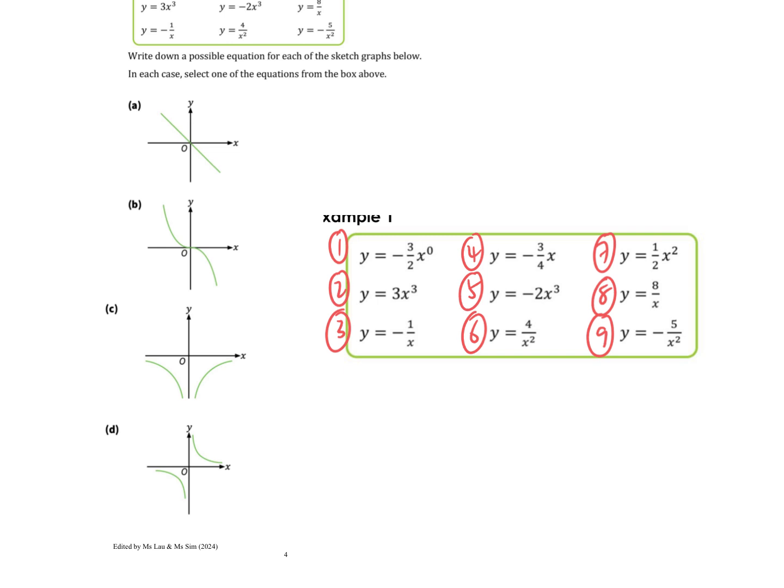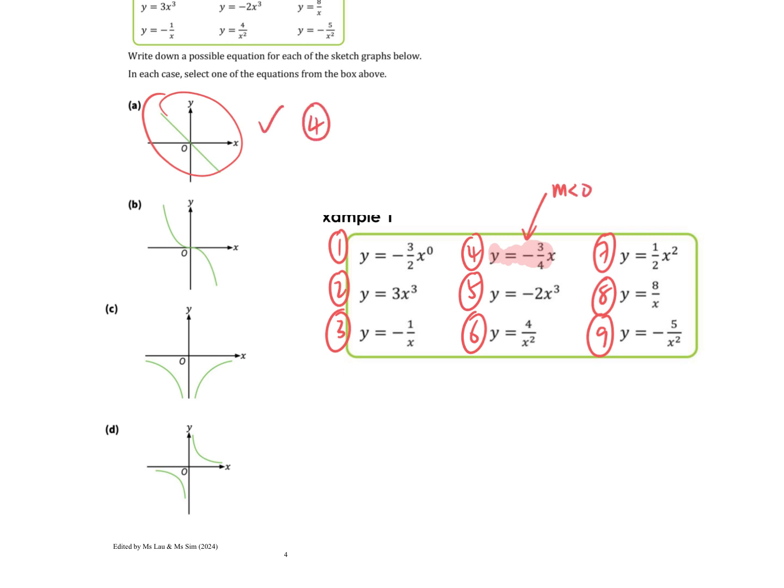Why? This one is power what? Straight line is power what? Power 1, right? So if we look at the power 1 answer, we have 1 and another power 1. If you check, can you see that the gradient is downward sloping? So this is correct. So this is number 4.